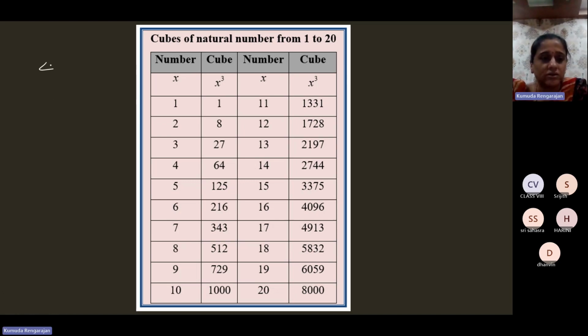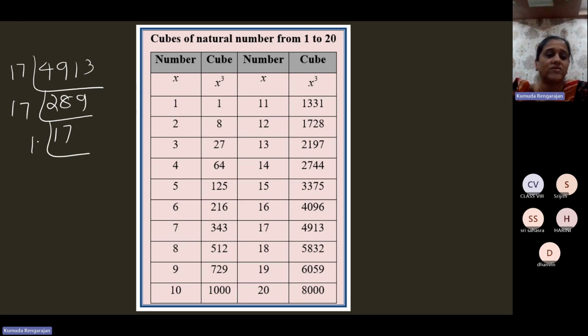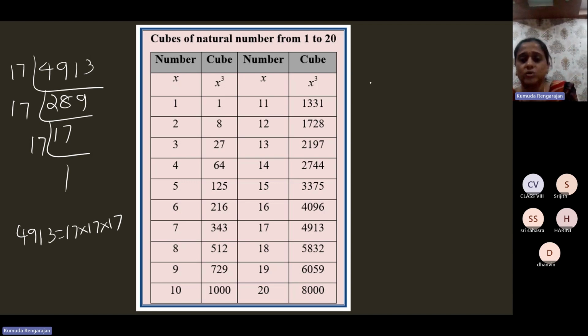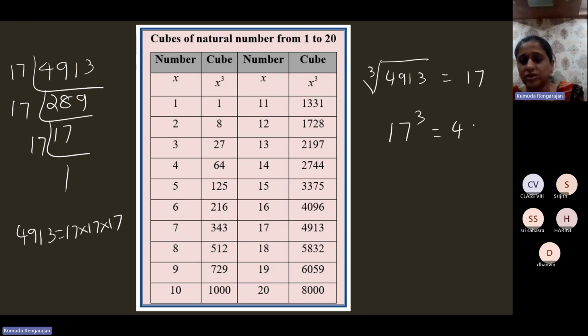So if you're asked to find the cube root of 4913, you have to straight away hit 17. 17 times 17 is 289, and 289 times 17 gives 4913. So 4913 is 17 into 17 into 17. So the cube root of 4913 is 17. The cube of 17 is 4913. All right, children?